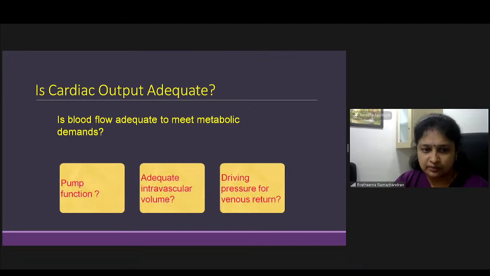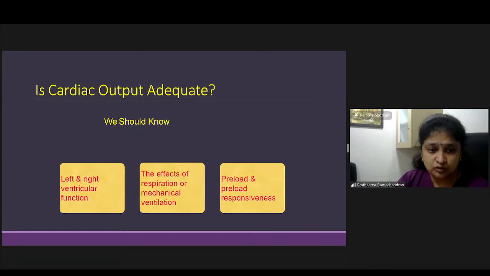So, okay, if it is not, what is the pump function? How is the heart? And is there adequate intravascular volume? Is the preload good, in the other sense, the driving pressure for the venous return? Is the tank filled up? Is there any increased afterload? So this is what we need to know. To know about that, we should know about the left and right ventricular function, literally the heart function. And particularly, we are always more worried about the left ventricular ejection fraction.